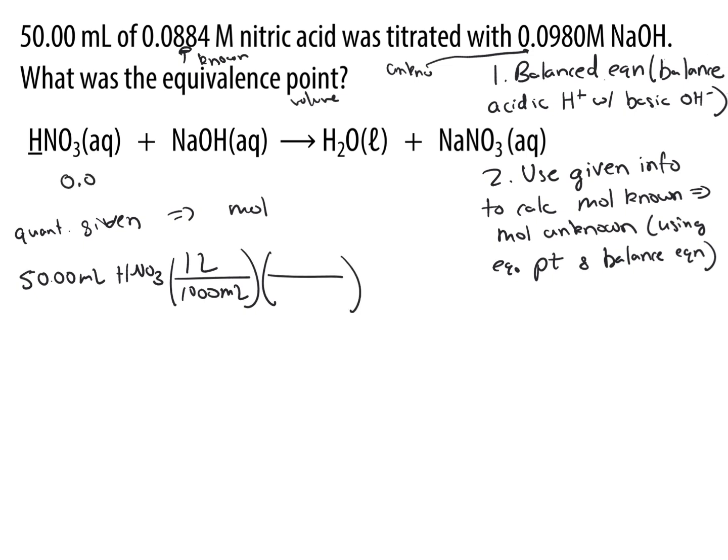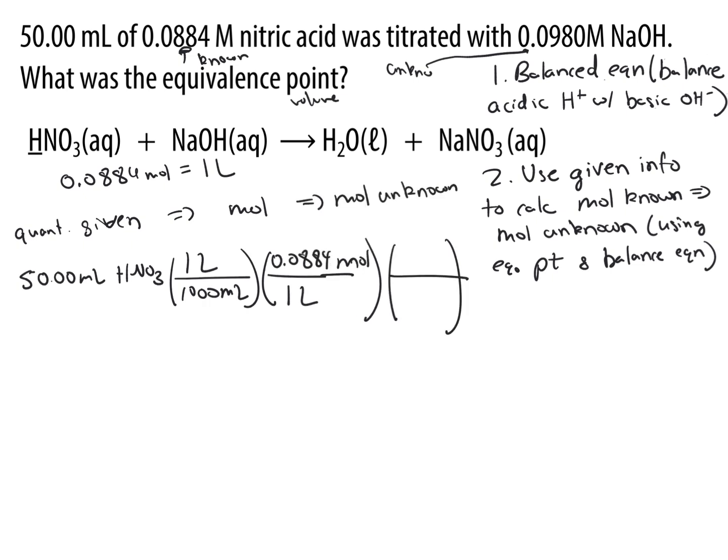So 0.0884 molar means 0.0884 moles is equal to 1 liter. So 1 liter is what I have on the top right now. I put that on the bottom. And I put 0.0884 moles on the top. So this first piece now actually tells me the moles of HNO3 present at the equivalence point.